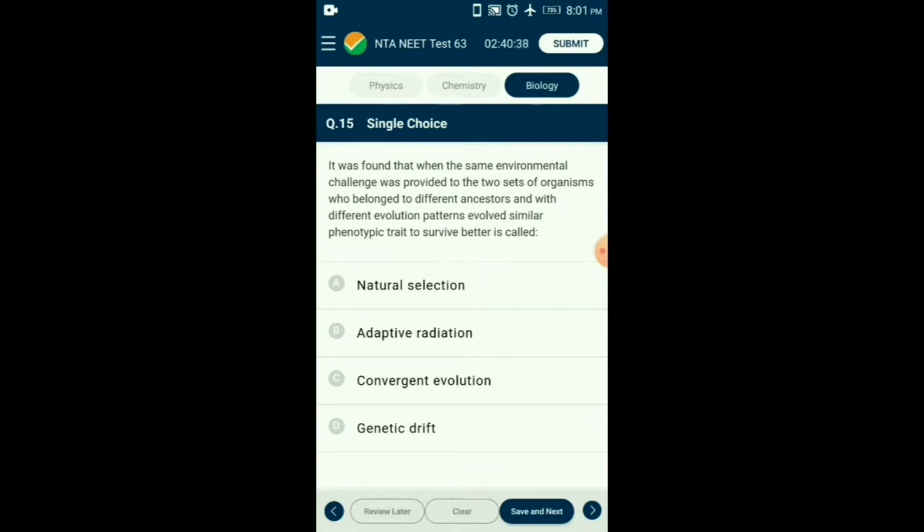In the concept of evolution, convergent evolution results where organisms that are not closely related evolve independently, having similar traits and showing adaptations to similar environment or ecological niche. So the answer is option C, convergent evolution.